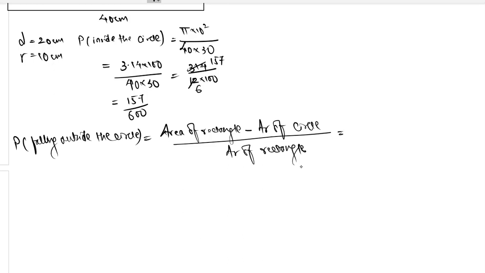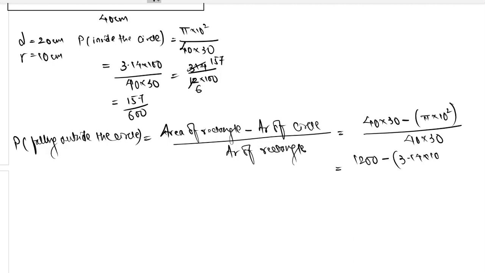So what is the area of rectangle? Area of rectangle is length into breadth. What is the length? 40. What is the breadth? 30. Minus area of circle, which is pi into r square, which is 10 square, upon 40 into 30. Right? So what we'll get? 1200 minus 3.14 into 100 upon 1200. So 1200 minus 340 upon 1200.